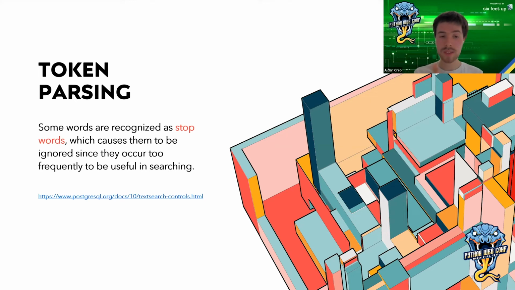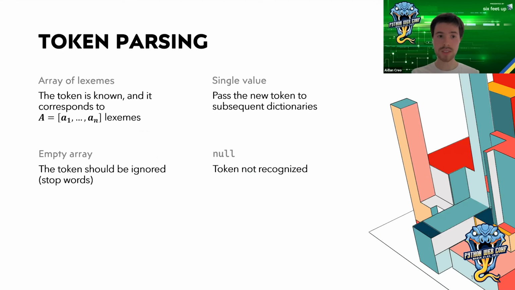Another key concept in token parsing is that we are also going to retain just the lexeme. That's the meaning of the word. That's the most important part. In English, the lexeme usually corresponds to the root of the word. So for example, able, ability, and the words of that family are all going to be reduced to able. So this is the lexeme of that family.